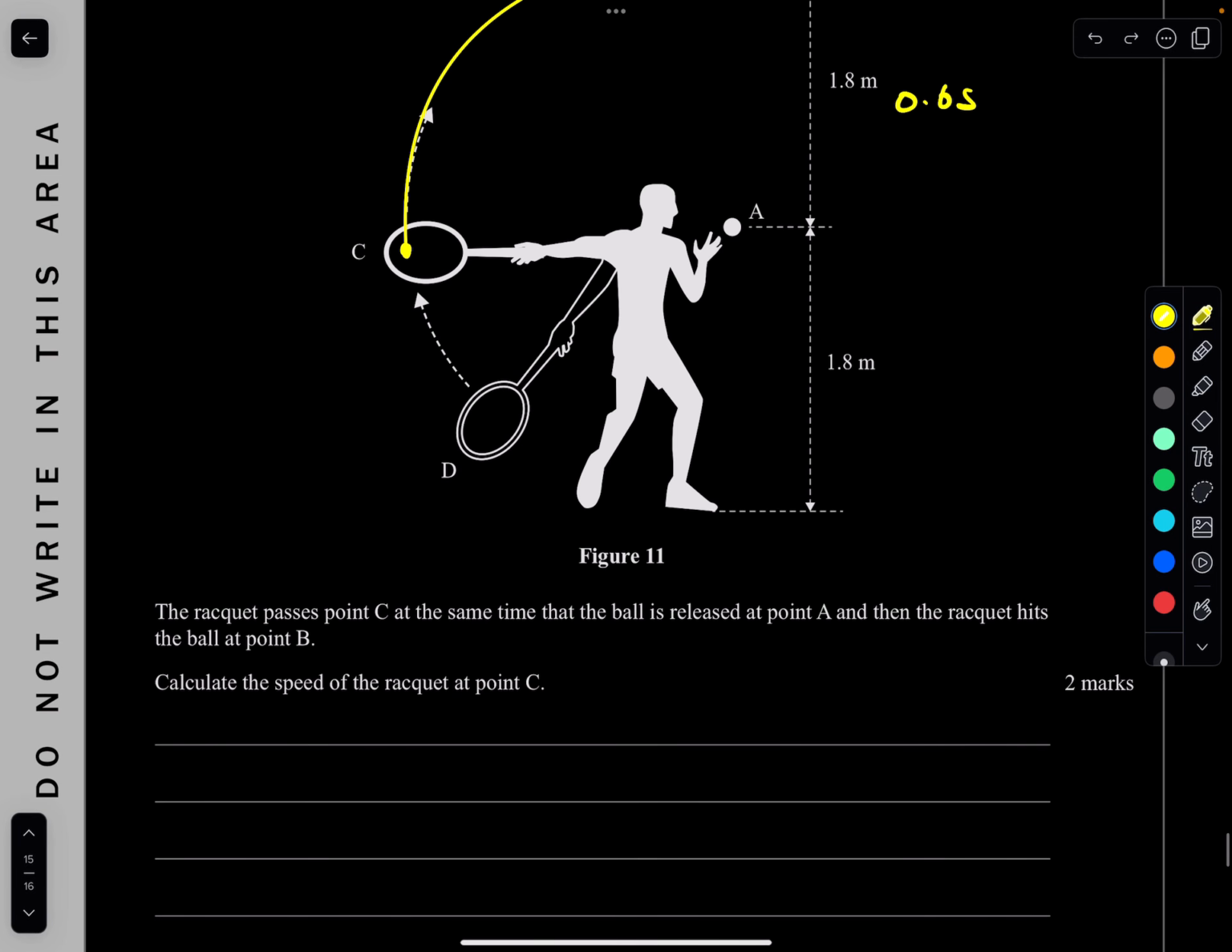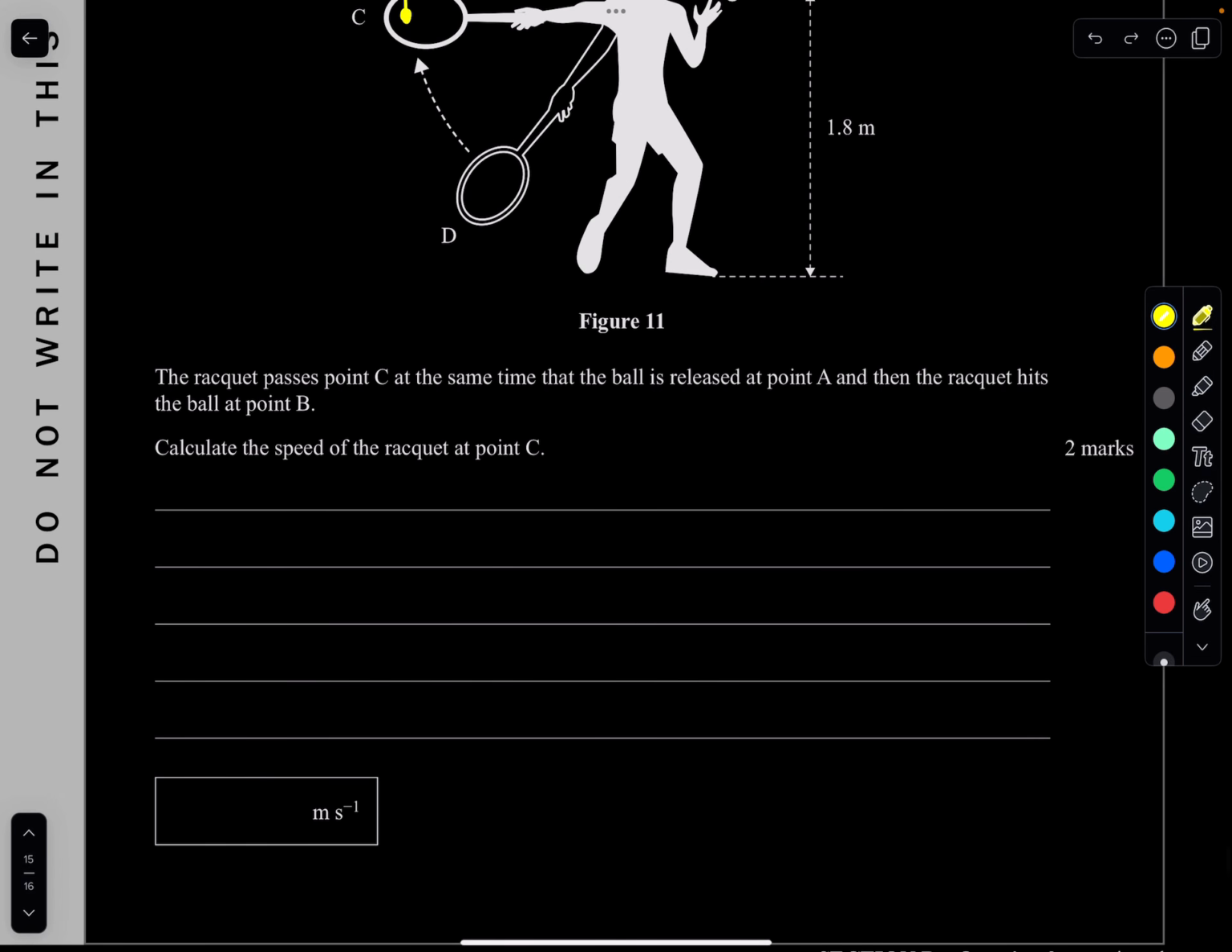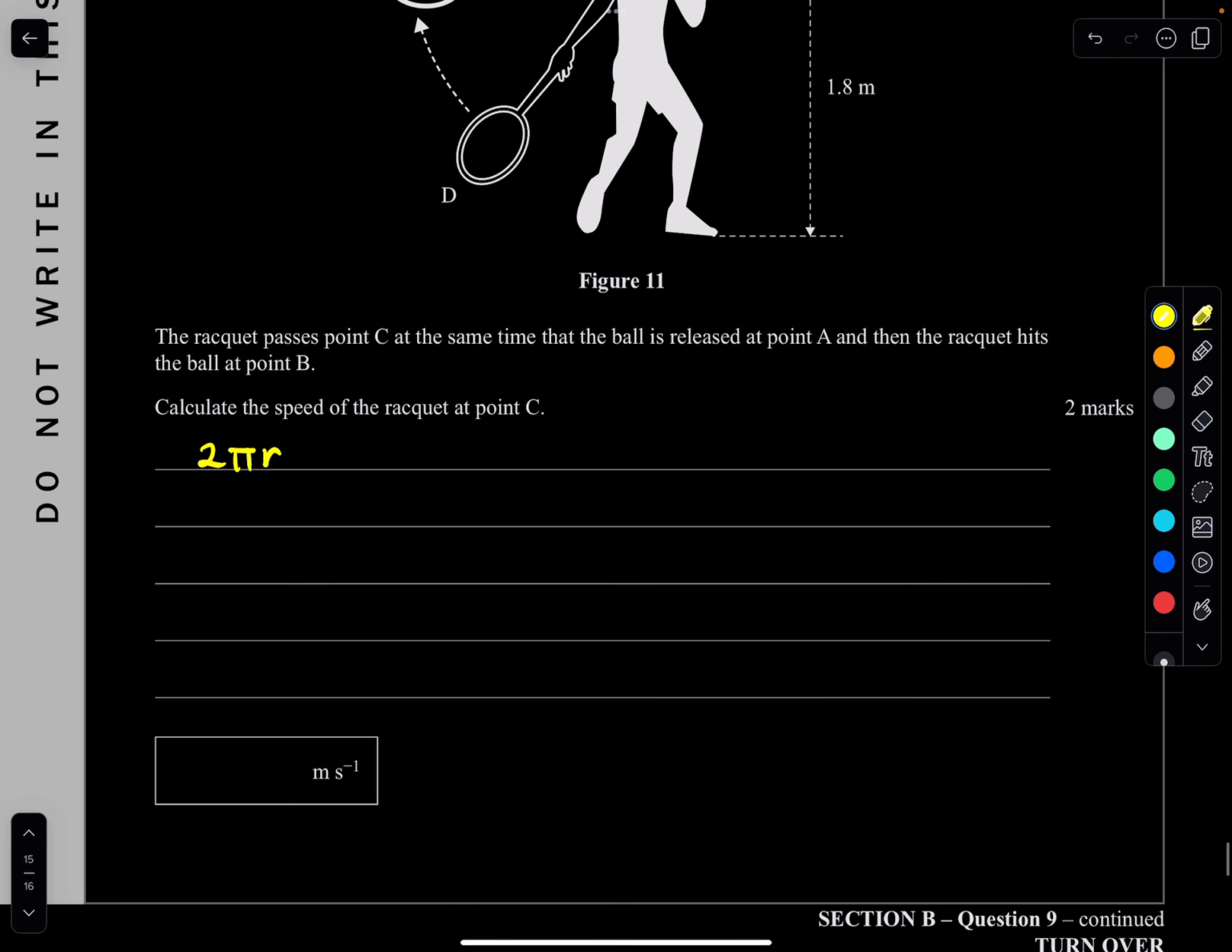And what we're trying to do is calculate the speed of the racket at point C. Easy, because it's basically constant speed. We know the time it takes to go from here to here, so we just need to calculate the length of this quarter of a circle. The circumference of the circle is 2 pi r, and it's a quarter of a circle, so I'm going to divide it by 4. That's pi r over 2.